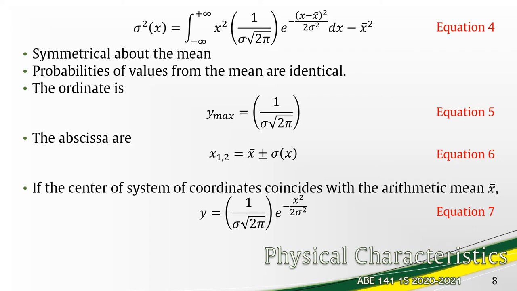Equation 2 is the generic equation of the Gaussian distribution where the center x may not be equal to the mean. Equation 5 is when the x is equal to the mean x bar.